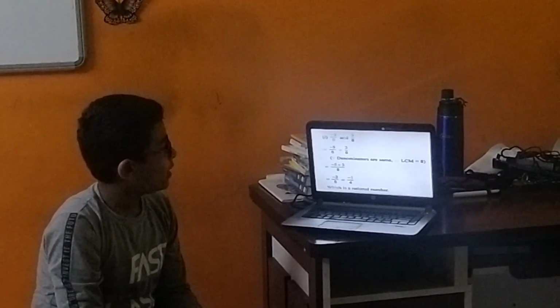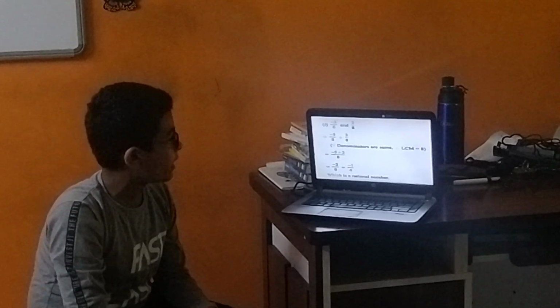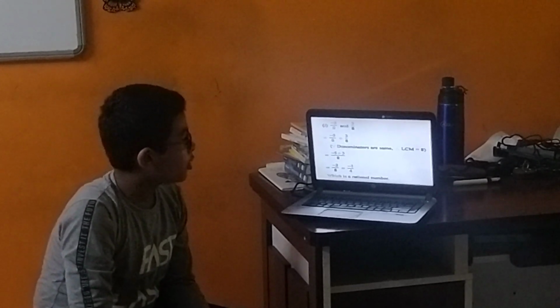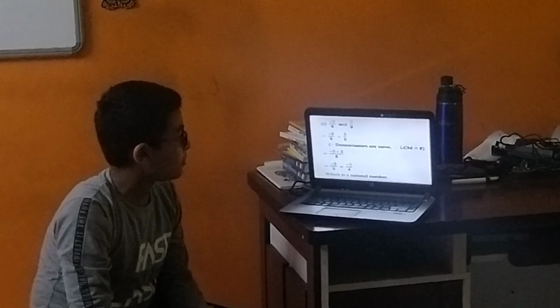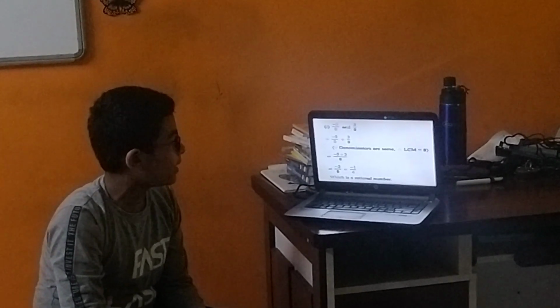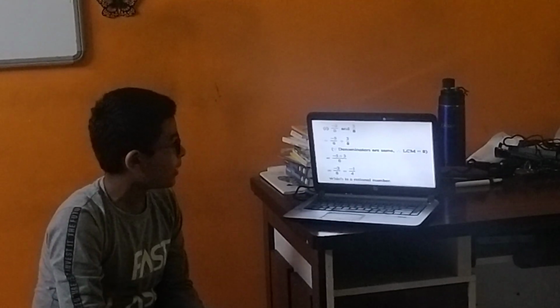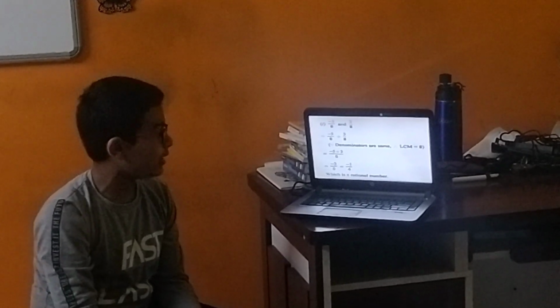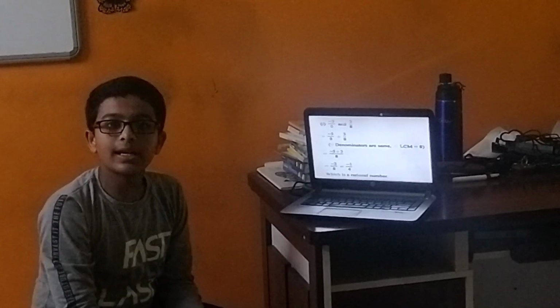Here is one example: negative 5 by 8 plus 3 by 8, which gives us the denominator 8 by the LCM method. Negative 5 by 8 plus 3 by 8 gives us negative 2 by 8, which we can write as negative 1 by 4, which is a rational number.